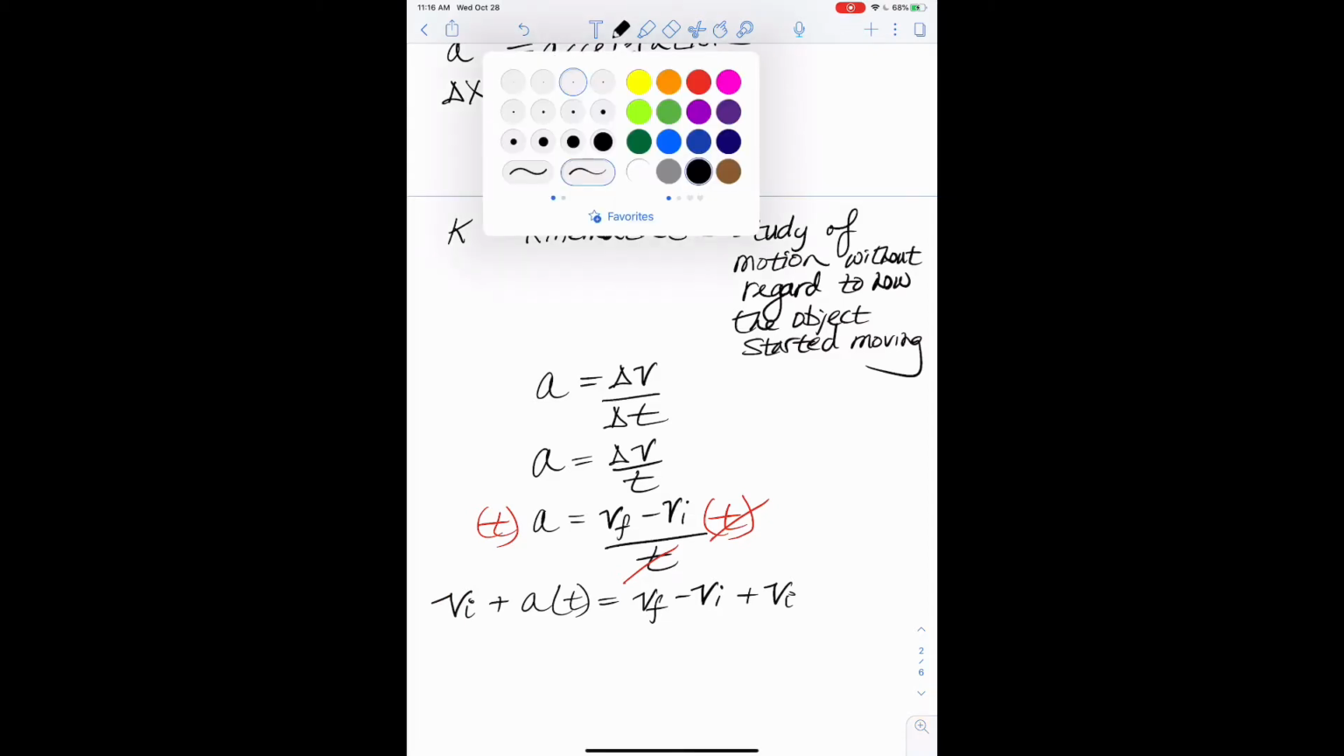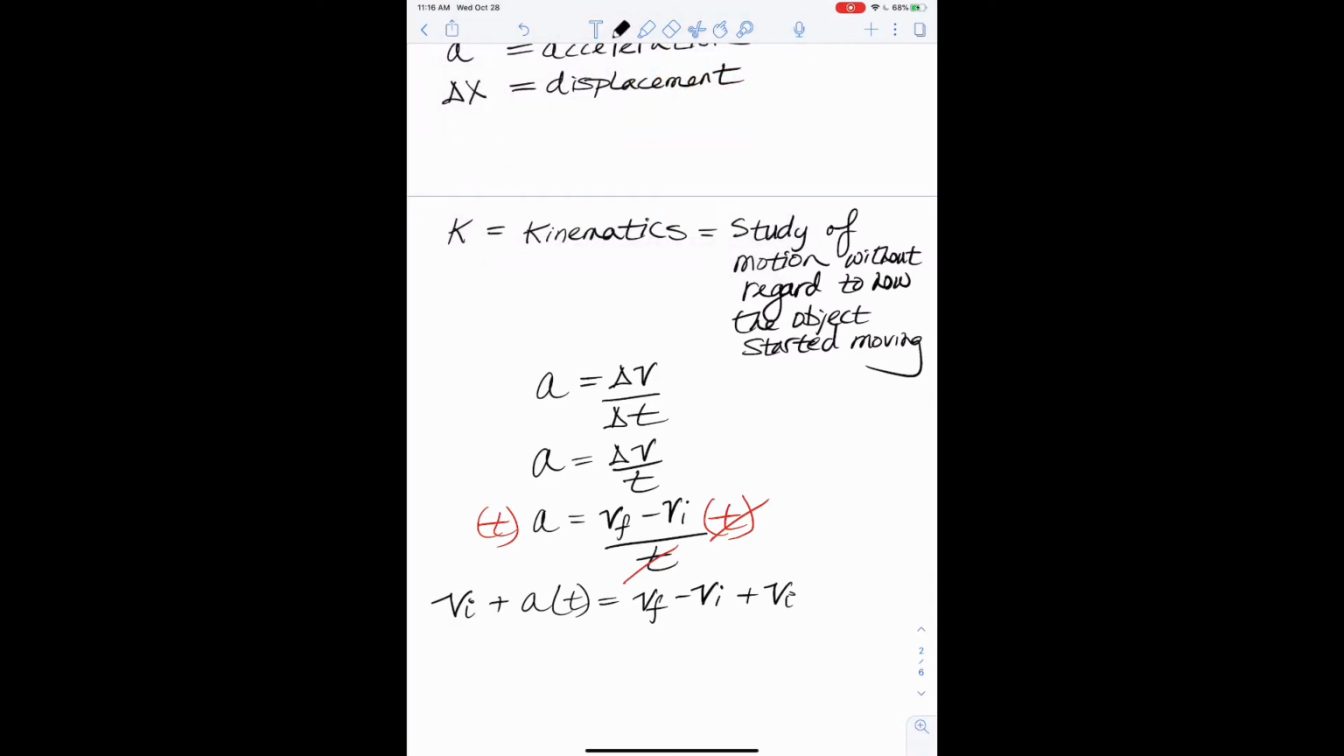Canceling once again. I guess I probably should have written this in red. Adding VI to both sides. Notice now why I make my T's with curls. I make my T's with that curl at the bottom because that way they don't look like plus signs. And now you can start to understand that a little bit better with these formulas. And if you can't see it yet, you will see it in a second.